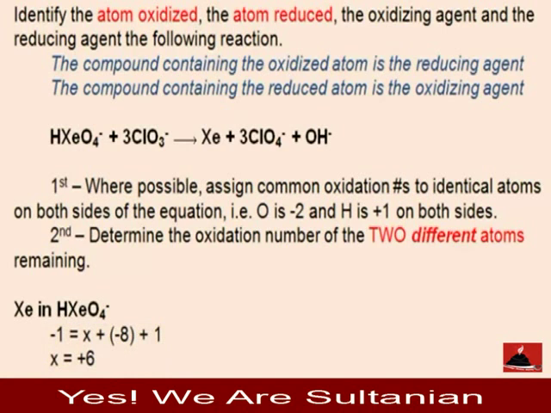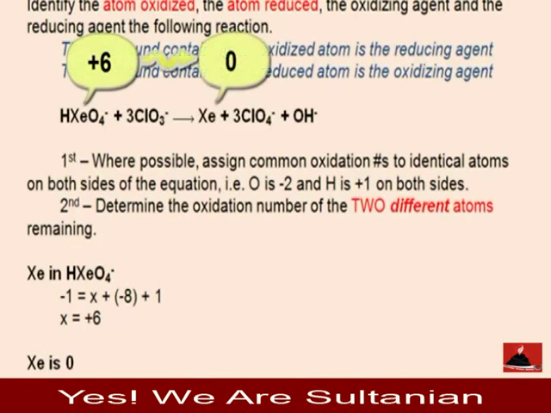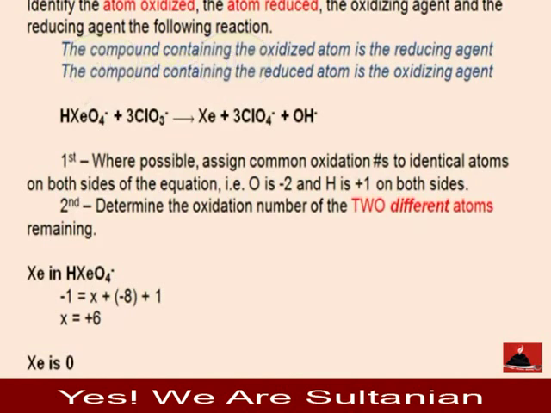Therefore, let's find the oxidation number of xenon on the right side of the equation. And xenon is in its elemental form, therefore the oxidation number of xenon on the right is 0. So xenon went from a +6 to a 0 oxidation number. That means it was reduced. That also means that the xenon polyatomic ion is the oxidizing agent.